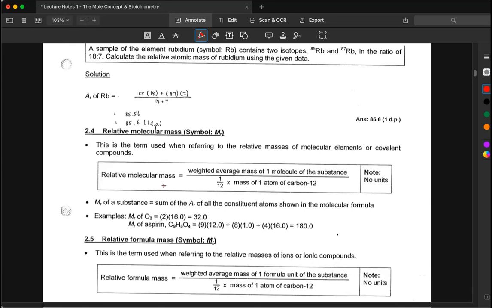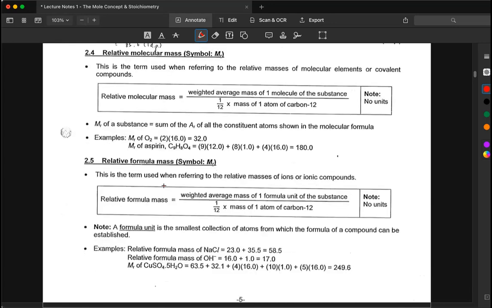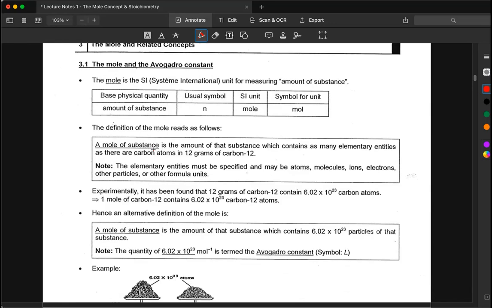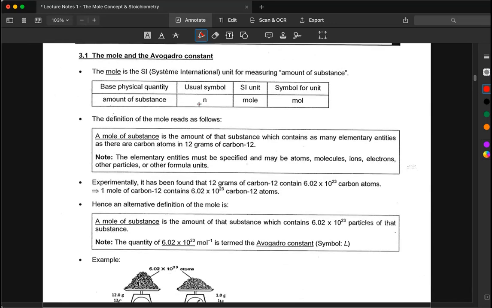Molecular mass, same thing, very quickly. Not going through formula mass, no. Mole, not really. Mole is supposed to be covered at O level, and you should be very familiar with it at A level already. If not, you'll not be here listening to this lecture. Now, just to take note of the symbol, mole is the amount of the substance which contains as many elementary entities. So the entities could be atoms, molecules, ions, or even electrons and other particles.